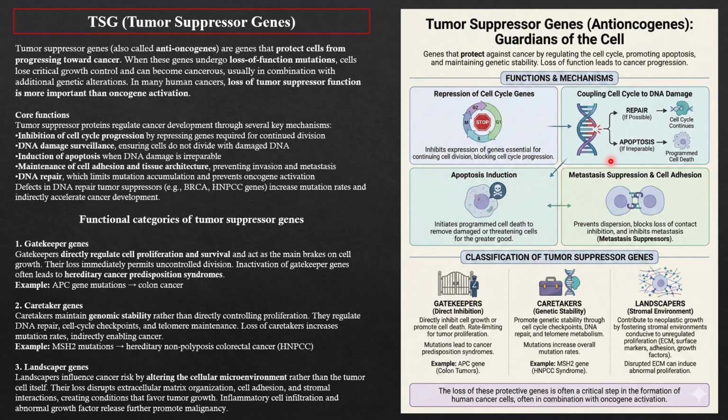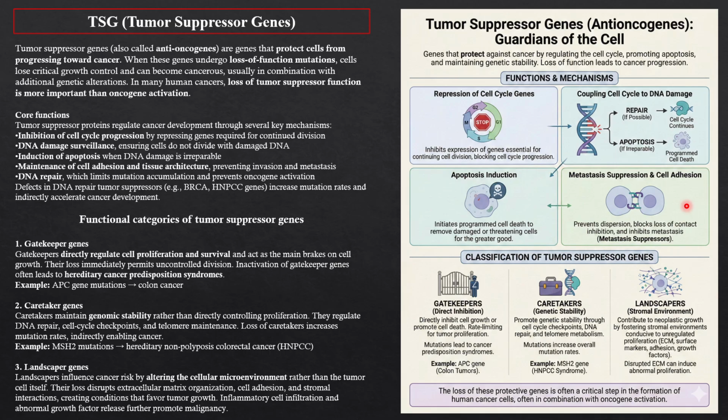Tumor suppressor genes are also known as anti-oncogenes and act as the guardians of the cell. They are essential for protecting cells from cancer by regulating the cell cycle, promoting apoptosis, and maintaining genomic stability. Unlike oncogenes, which drive cell growth, tumor suppressor genes act as brakes that prevent uncontrolled proliferation. When these genes lose their function, cells can grow uncontrollably and progress towards cancer.